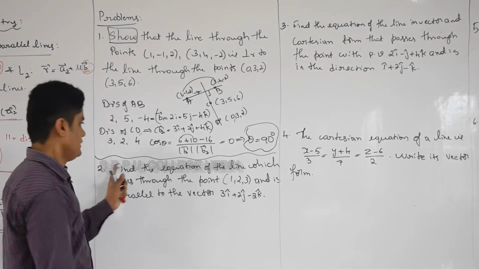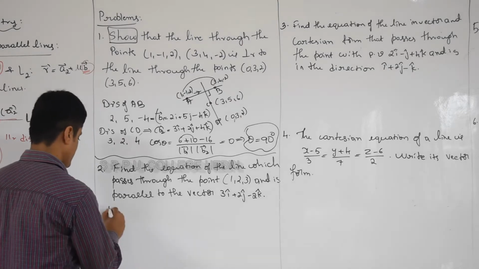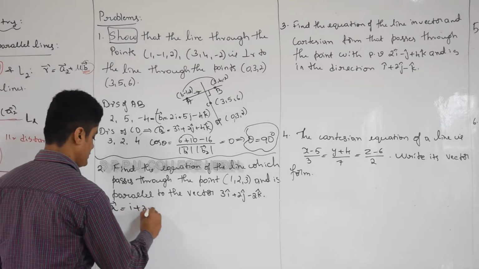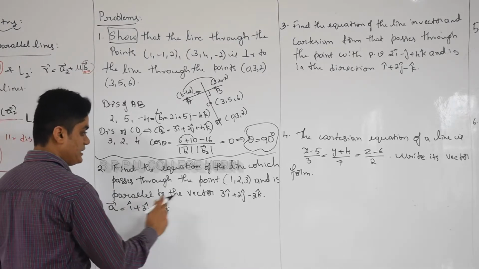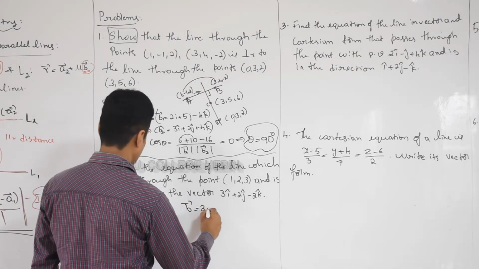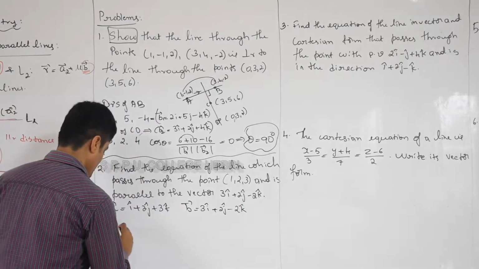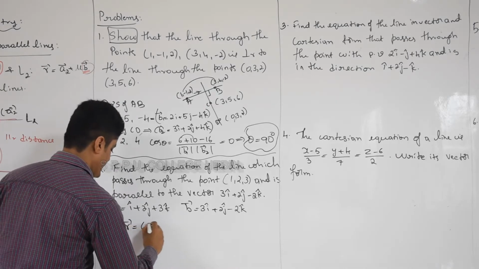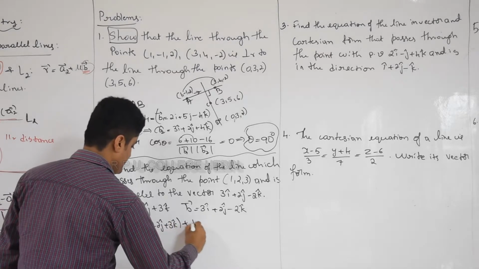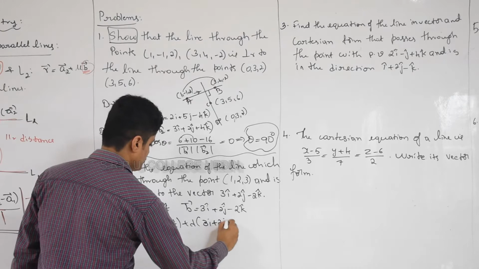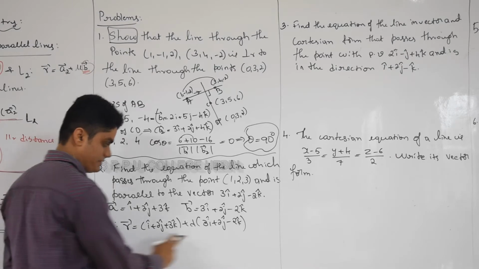Okay? Next, find the equation of the line which passes through the point 1, 2, 3. That is, vector A is given: i plus 2j plus 3k, the position vector of the point through which it passes, and parallel to the vector B, 3i plus 2j minus 2k. Correct? So what is the vector equation? Vector r is equal to i plus 2j plus 3k, you remember, right? plus lambda times vector B, 3i plus 2j minus 2k. Correct? You remember? Vector A plus lambda times vector B.